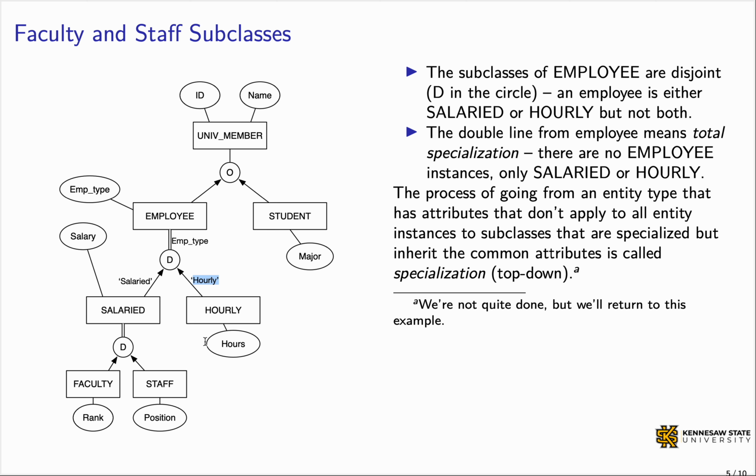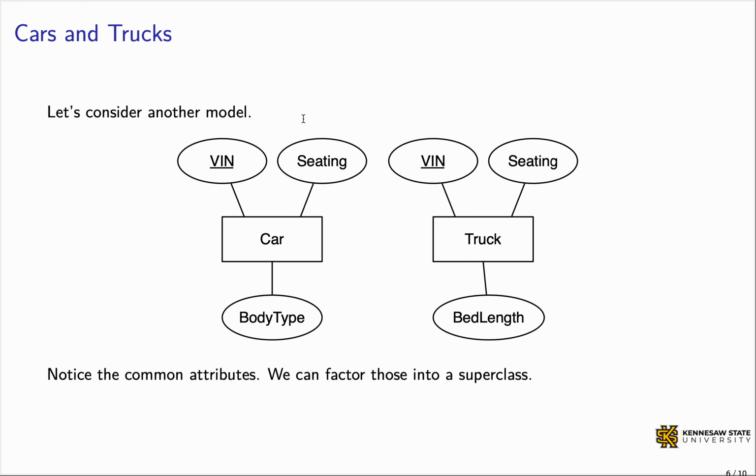And when we create subtypes, we call those subtypes specializations. All right? And when we go through a process like this, where we start out with university member, we notice that there are different kinds of university members, and we break it down further into subtypes, we call that specialization or top-down design. And we're going to return to this example a little bit later. Now let's look at another example.